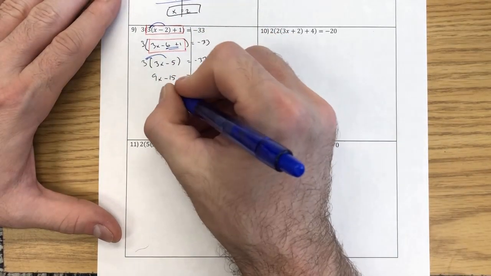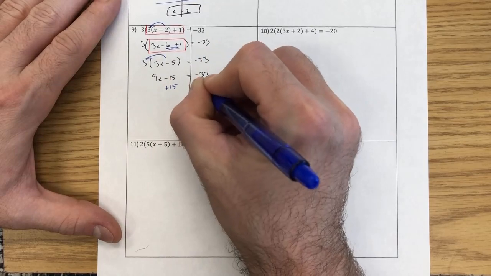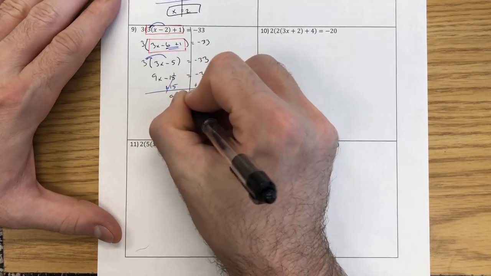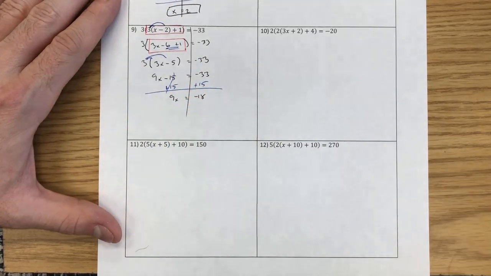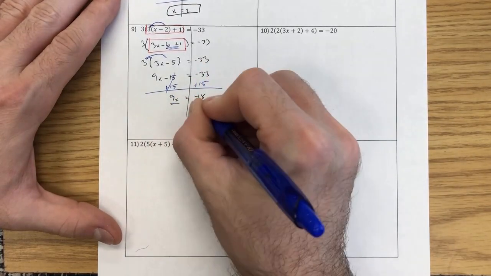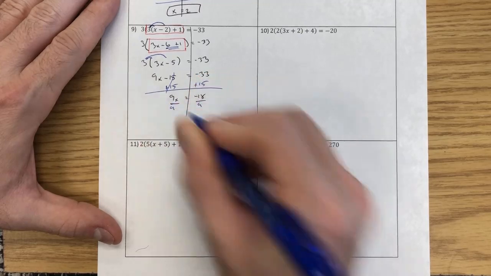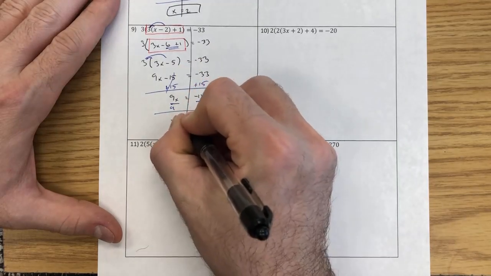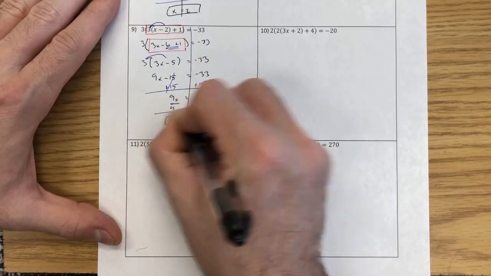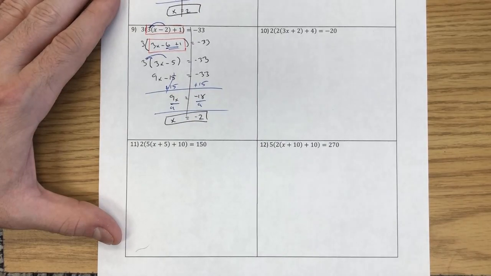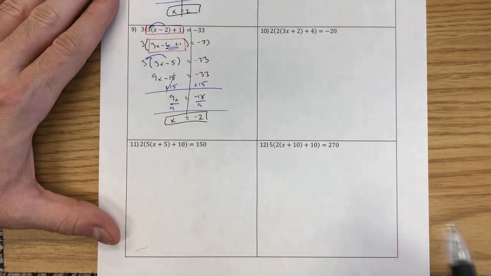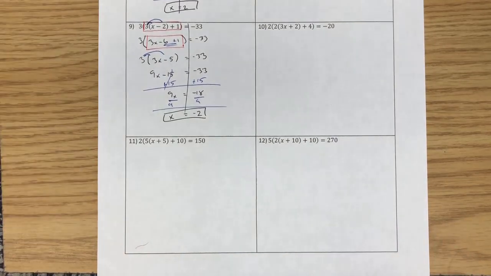Distribute, isolate the term, get rid of the number. It's going to give you a 9x is equal to negative 18. Once you've isolated the term, get rid of the coefficient by dividing that away. x is equal to negative 2. Perfect. So now that you've seen a nested example, go ahead and pause the video, see if you can't try the last one on your own.